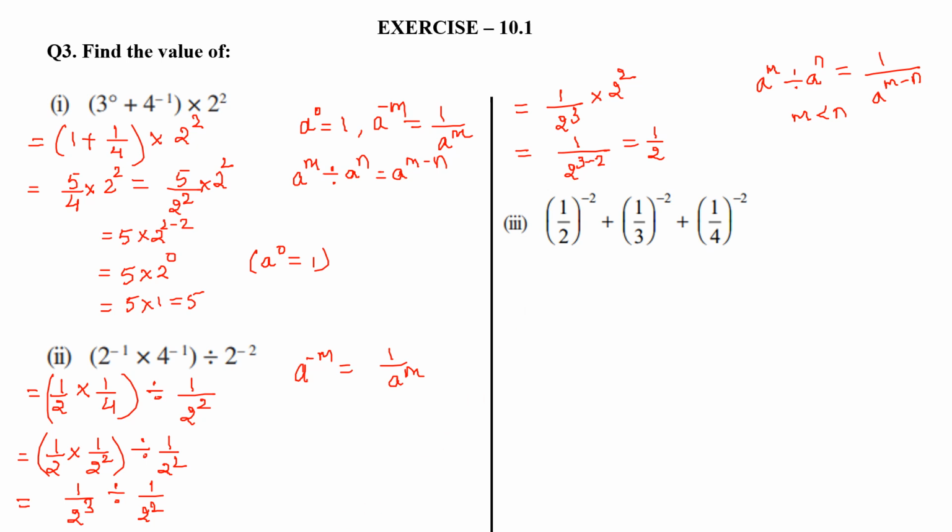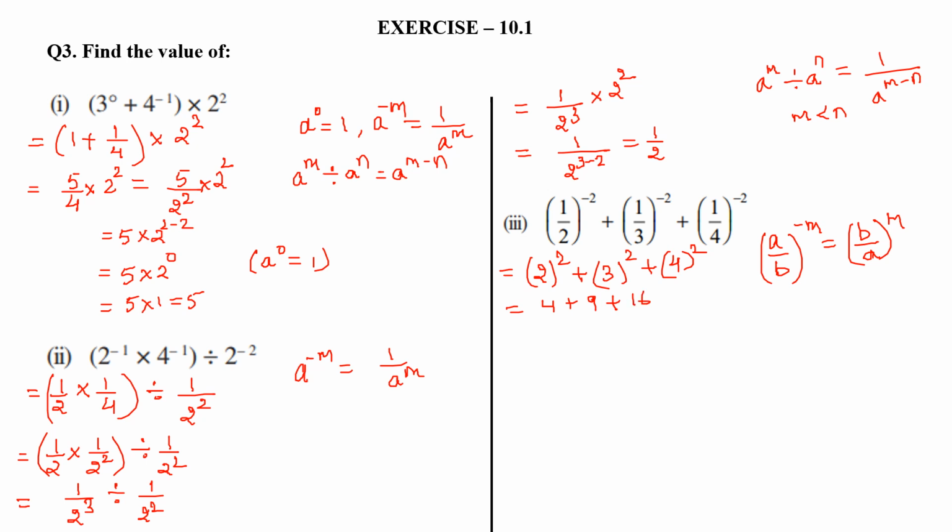Now third question, 1 by 2 whole minus 2 plus 1 by 3 whole minus 2 plus 1 by 4 whole minus 2. So here just now I have explained one more new law. I am going to use that, and the law says that if it is a by b whole minus m, you can write it as b by a whole m. So from here I can write reciprocal of 1 by 2 will be 2, so it will be 2 square. Reciprocal of 1 by 3 is 3, so it is 3 square and 4 square. So 2 square is 4, 3 square is 9, and 4 square is 16. And if you add it, you will get the answer as 29, because 4 plus 16 is 20 and 20 plus 9 is 29.